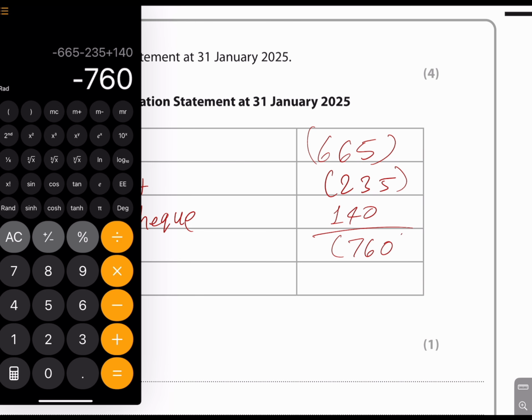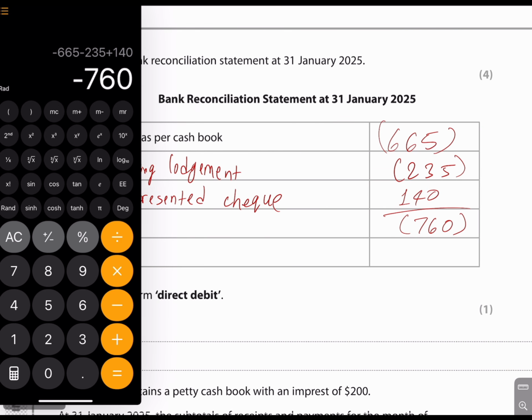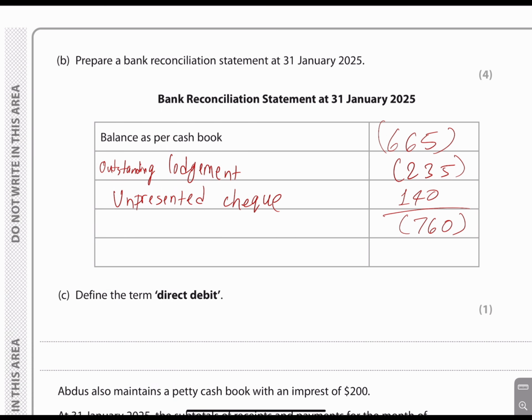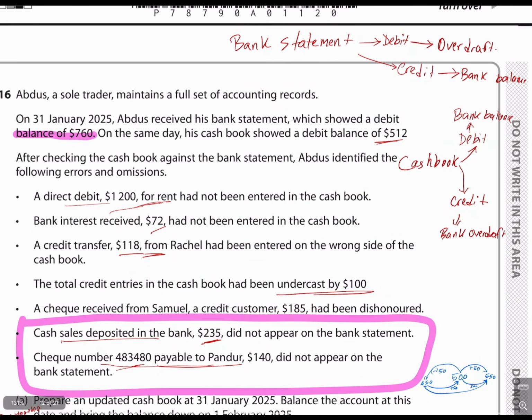Now negative 760 means the bank statement might be showing 760 as overdraft balance as per bank statement. It's 760, right? So here you can match it. It's 760. Now yes, it is matching with our bank statement balance.